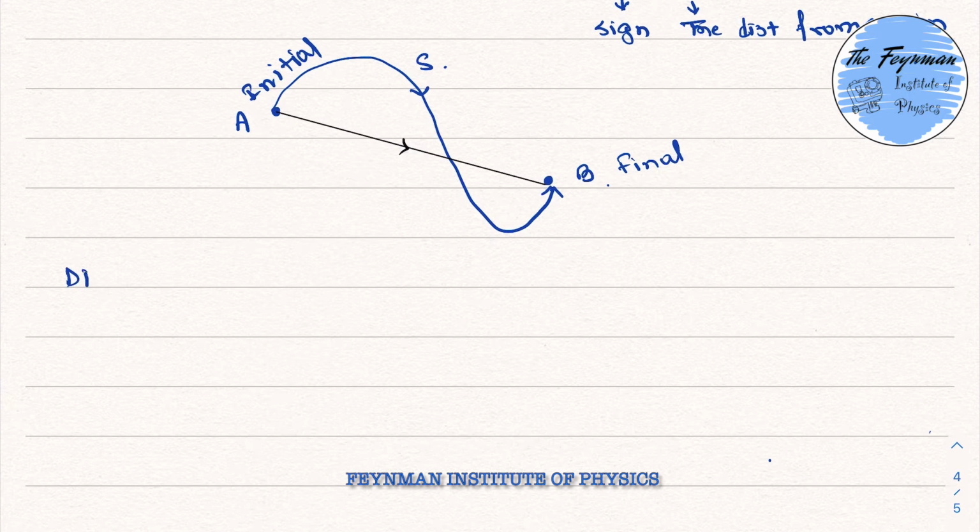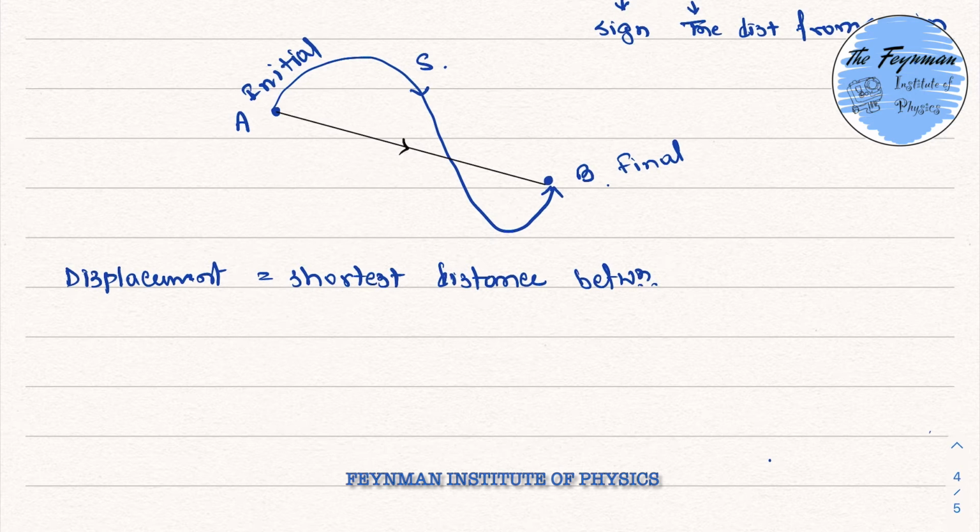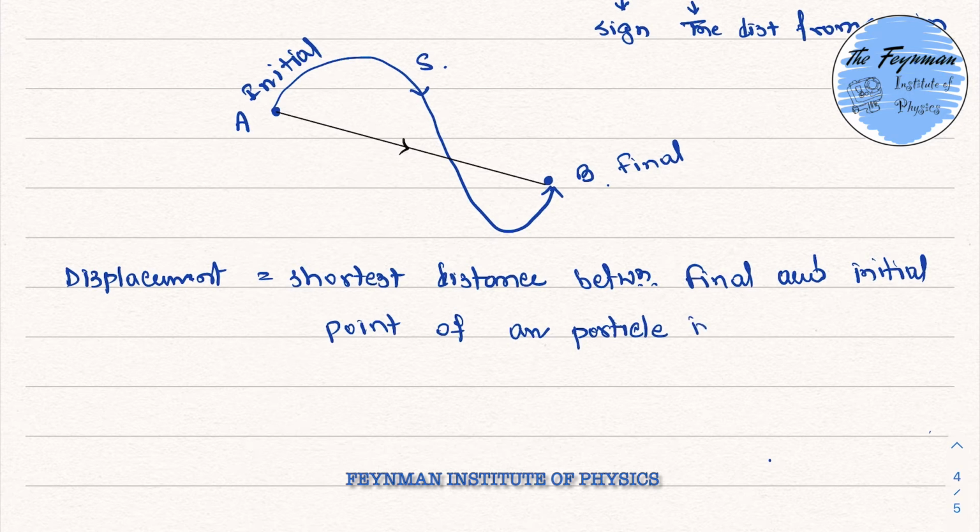So we can write displacement to be shortest distance between final and initial point of a particle in motion, unless the final and initial point is not same, because when they are same there is no displacement or distance covered by the particle.